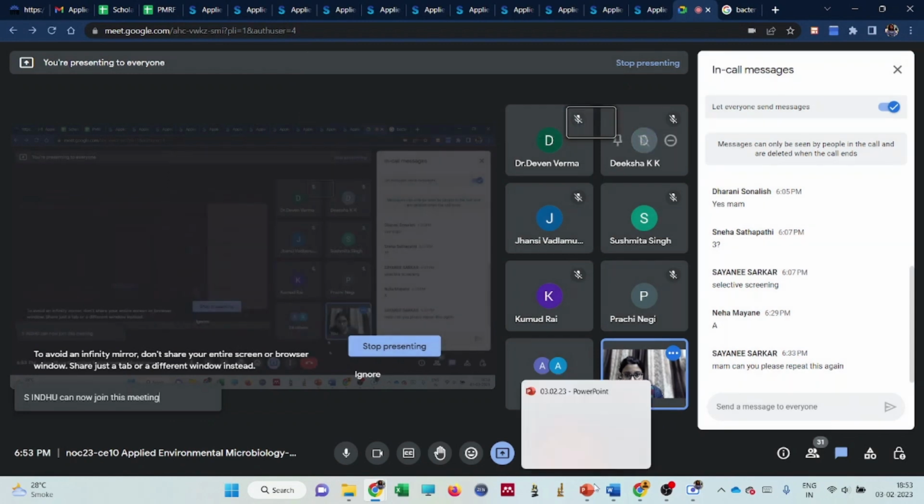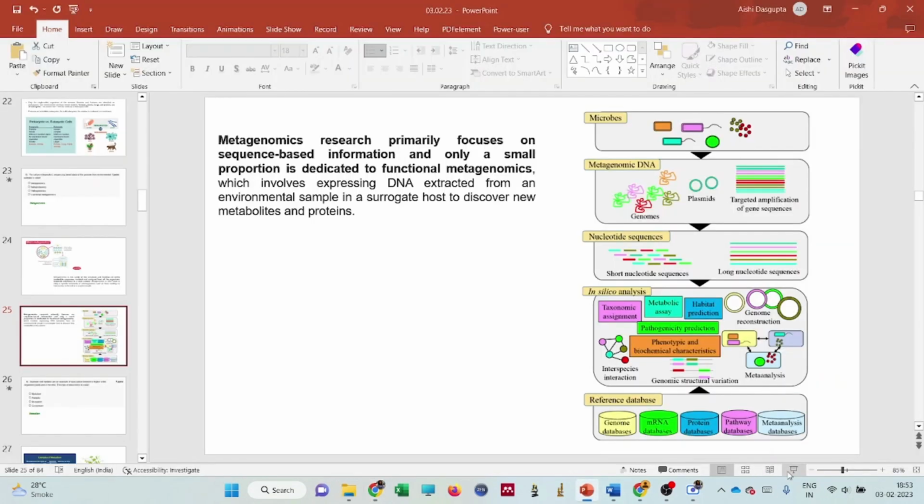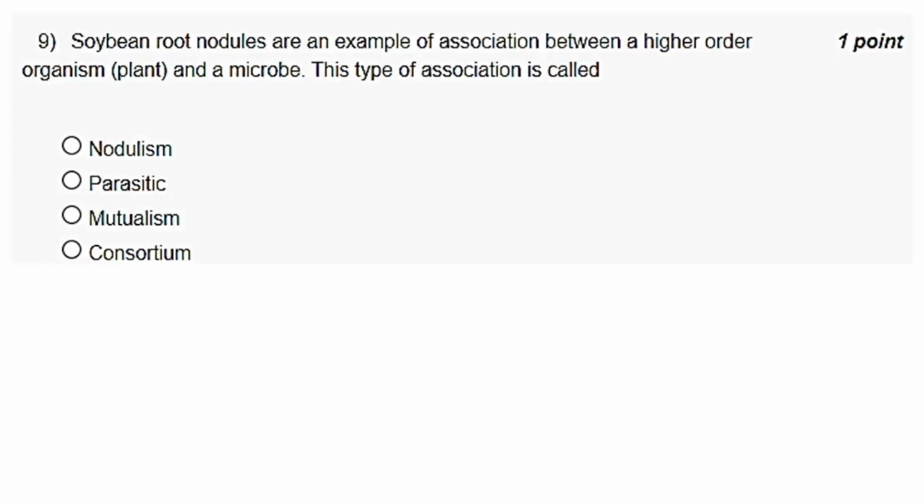The answer will be metagenomics. Yes. Next, soybean root nodules are an example of association between a higher ordered organism, a plant, and a microbe. This type of association is called, anybody would like to answer? There are 4 options that we have here.